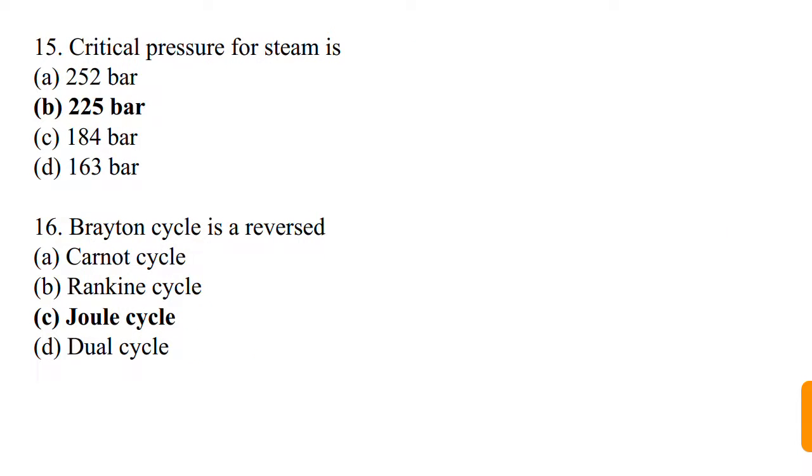And after this question, they are asking: the critical pressure for steam is. So now guys, you have to remember 225 bar is the critical pressure for steam. So the correct option for this question is 225 bar. And in question number 16, the Brayton cycle is a reverse Joule cycle. You have to remember this point. So guys, the correct option for this question is Brayton cycle.